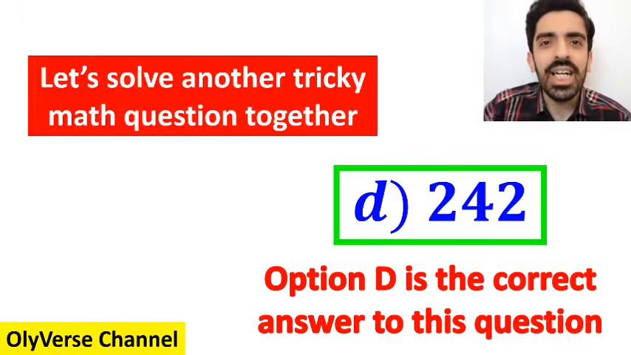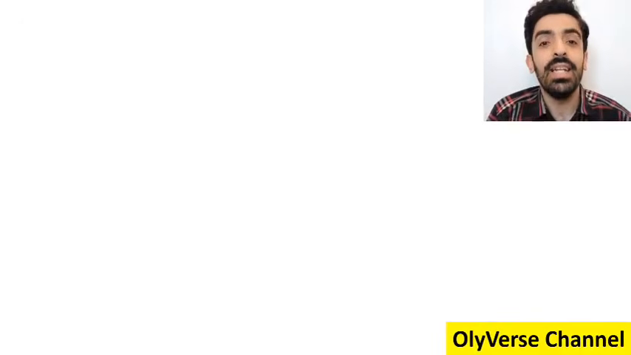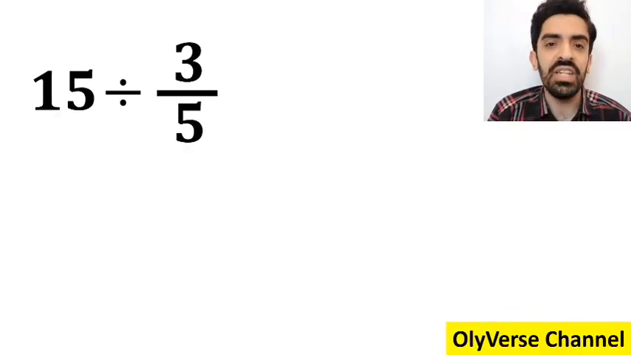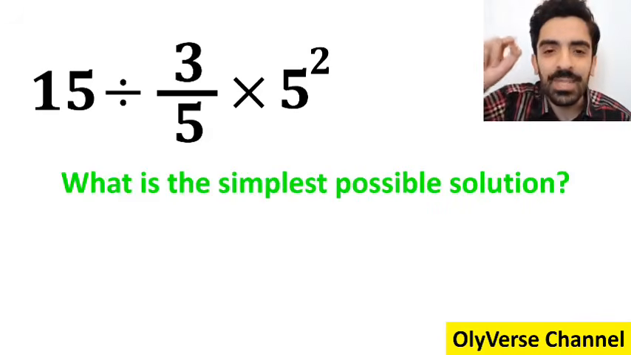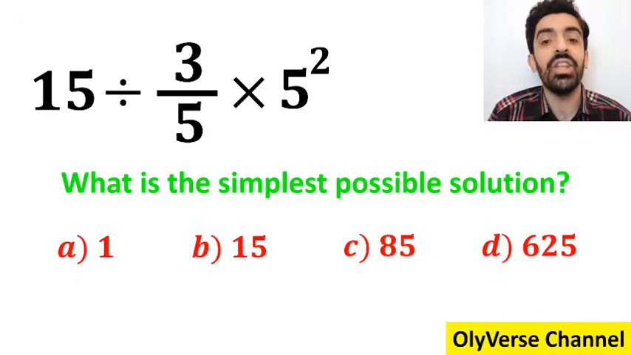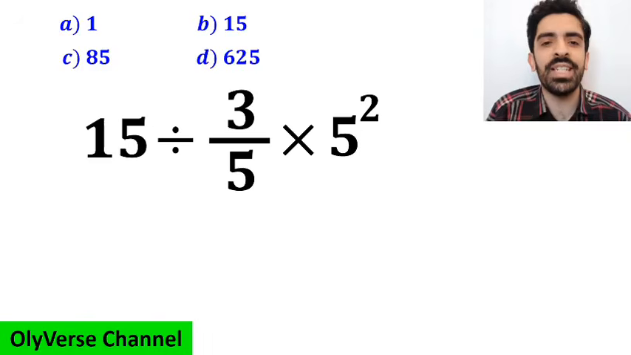Alright, now let's solve another tricky math question together. If we have the expression 15 divided by 3 over 5 multiplied by 5 to the power of 2, then what is the simplest possible answer for this expression? Which option do you think is the correct answer to this question? Let's break it down and solve it together.